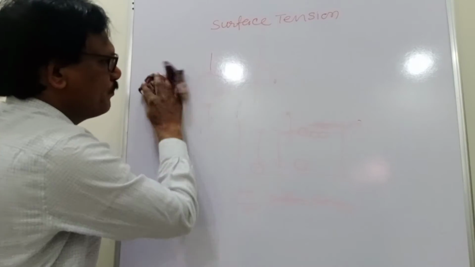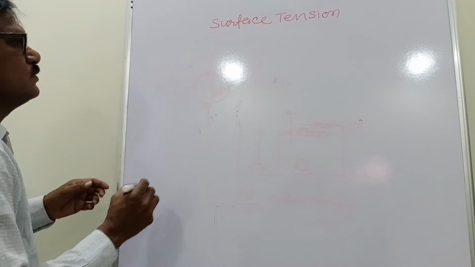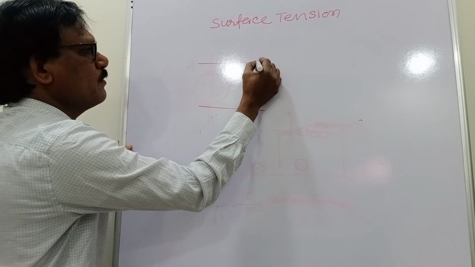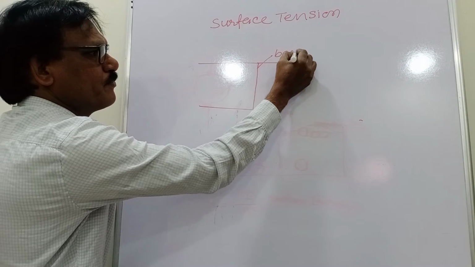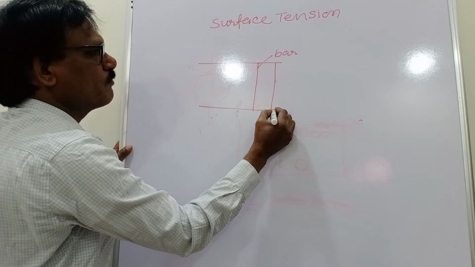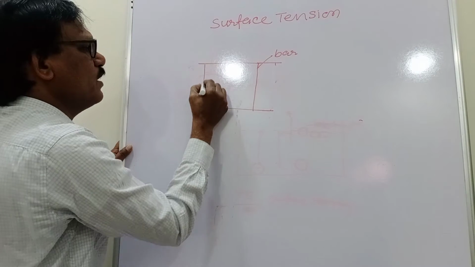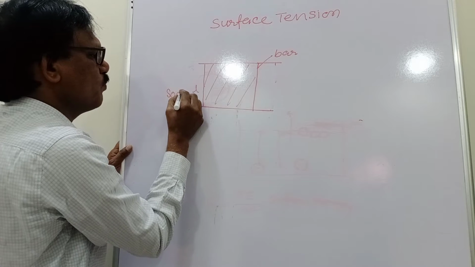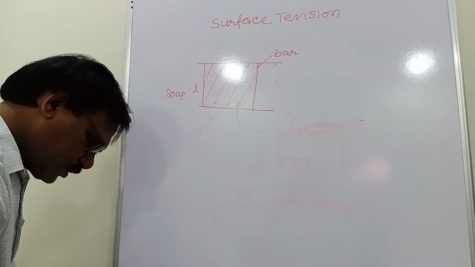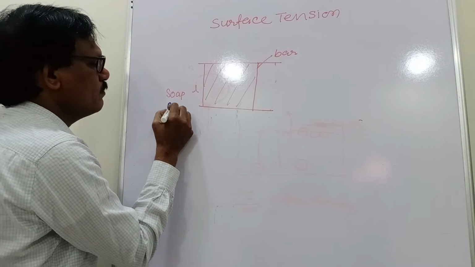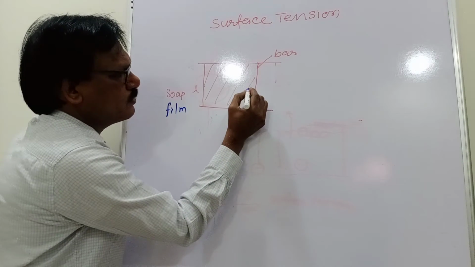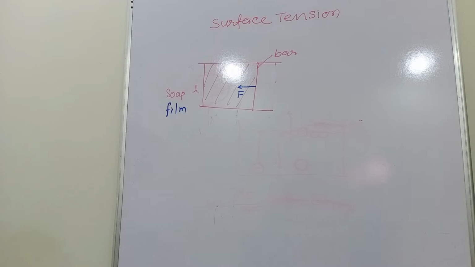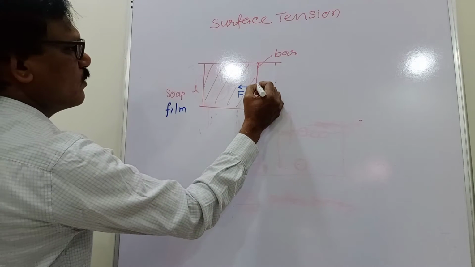To understand that, make one film here. This is the soap film. If you make a film in which a bar is there, and that bar is sliding here, and this length is L, and the soap film is formed. So when the soap film is formed, the force of attraction will be inward, and in equilibrium the force will act outside also.